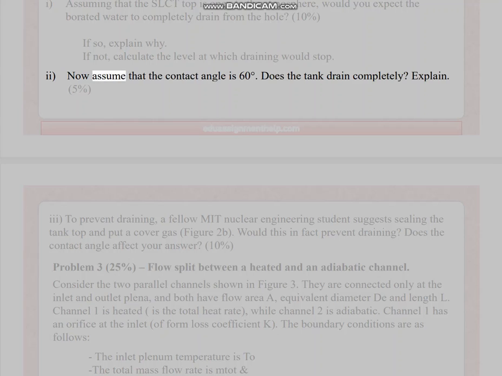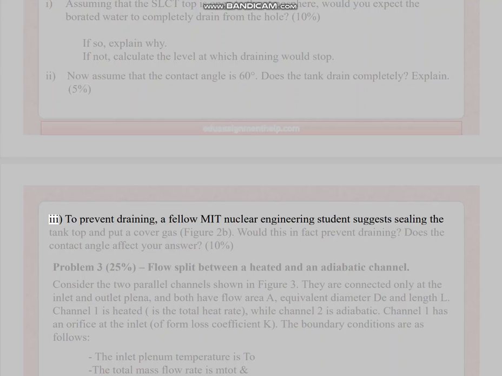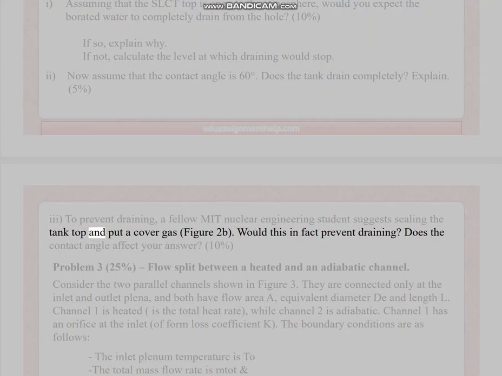2. Now assume that the contact angle is 60 degrees. Does the tank drain completely? Explain. 5%. 3. To prevent draining, a fellow MIT nuclear engineering student suggests sealing the tank top and putting a cover gas, Figure 2b. Would this in fact prevent draining? Does the contact angle affect your answer?